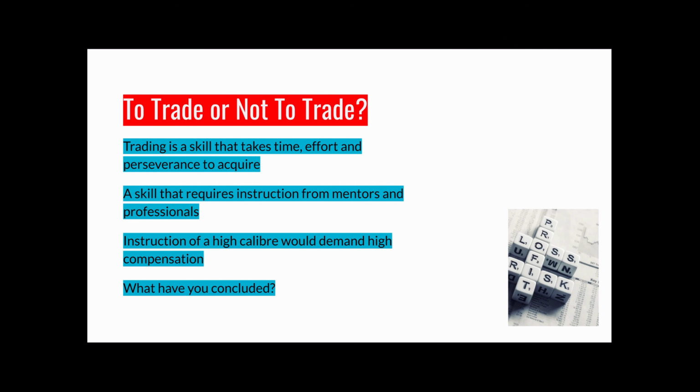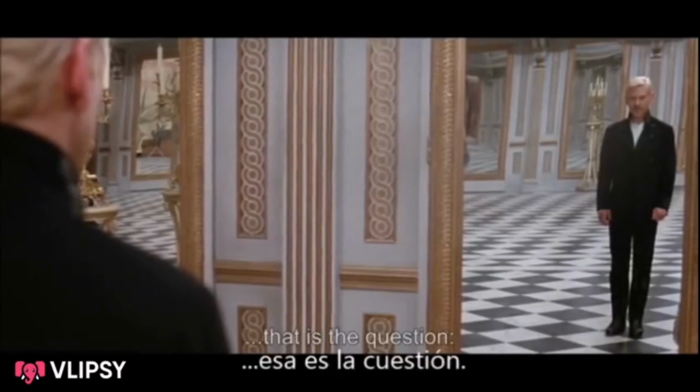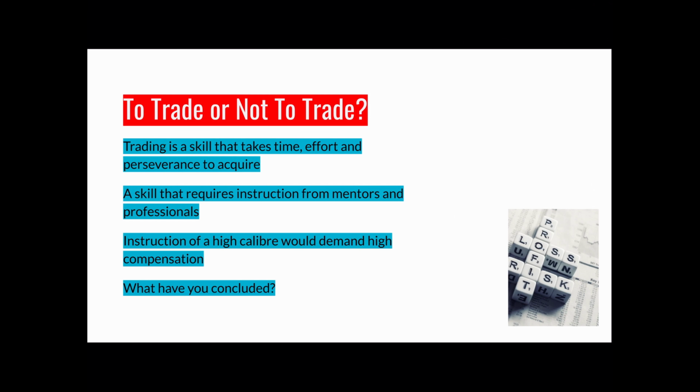So we're back to the question that we proposed in the beginning of this crash course: to trade or not to trade? That is the question. Some of the things that I have concluded is that trading is a skill that takes time, effort, and perseverance to acquire. It is a skill that requires instruction from mentors or professionals. That being said, instruction of a high caliber would demand high compensation.